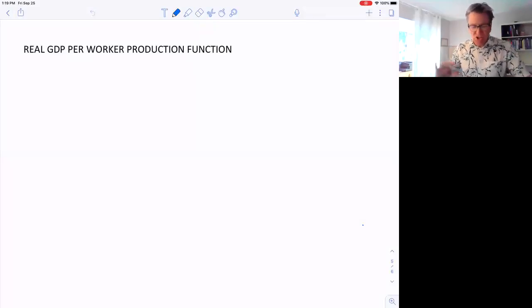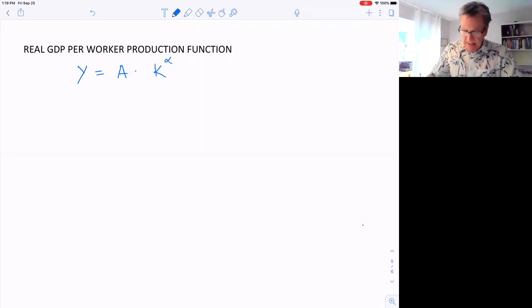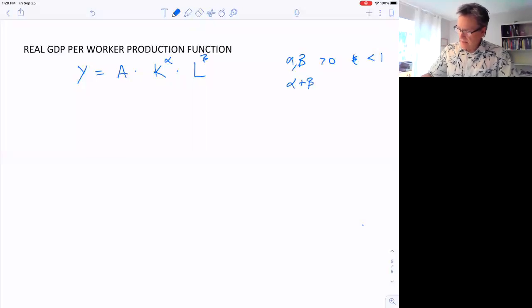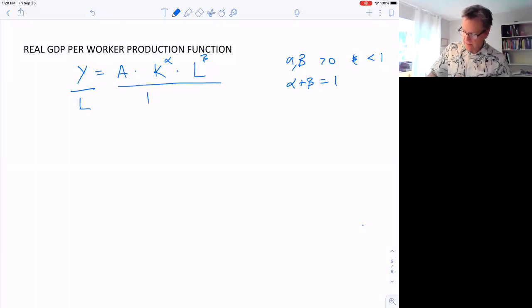Okay, first, let's look at the real GDP per worker. Now remember, the production function we're using here is Cobb-Douglas, and output is equal to A, total factor productivity, times capital to the alpha power, times labor to the beta power. And remember, both alpha and beta are greater than 0 and less than 1, and alpha plus beta together equals 1, and that gives us constant returns to scale. What we want to look at now is real output per worker. So Y over L. And that is going to be equal to everything on the right here divided by L.